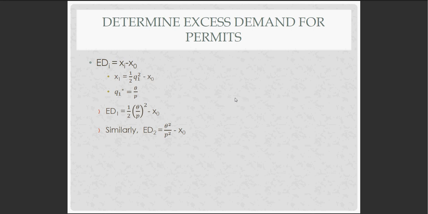By substituting X sub 1 into the ED equation, substituting this equation in for Xi, and Q1 star into this equation here for Q1, we can determine the firm's excess demand as this equation here. Similarly for firm 2, we find that their excess demand equation is represented here.